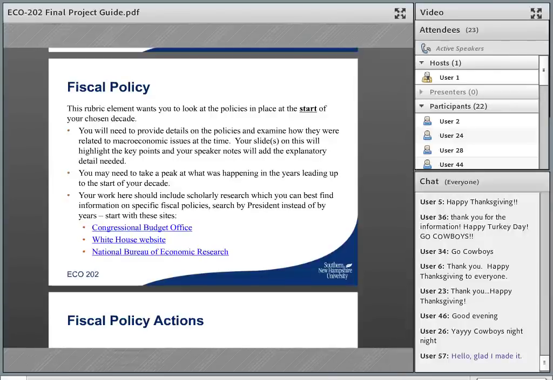So once you've gathered up your research, you're going to just briefly describe, what were these policies in place and why were they put into place? What economic impact were they trying to have? Were they responding to a certain event? Were they trying to encourage growth? You can explain that briefly to satisfy this rubric element.